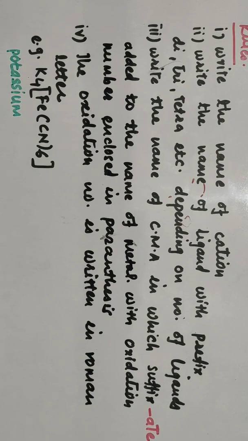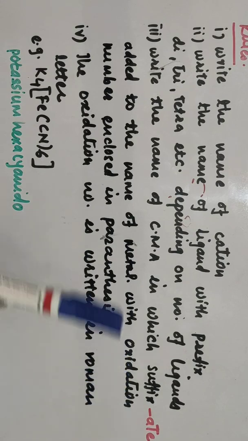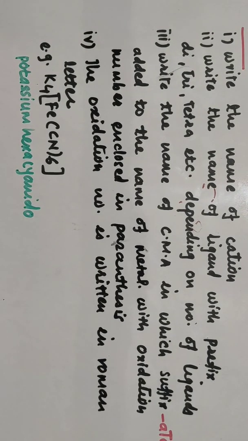We have already seen how to write the names of ligands. As it is cyanide, IDE gets changed to IDO, and there are 6 cyanide groups, so it is hexa. Then cyano or cyanido you can write. I'll write here cyanido. Then what is the next rule? Then you are supposed to write the name of the central metal atom in which the suffix ATE is added to the name of the metal. Here iron is present as the central metal atom, and the ending gets changed to ATE, so it is ferrate. Then last you are supposed to write the oxidation number of that central metal atom, and it is enclosed in parentheses. Also you are supposed to write it in Roman numerals.